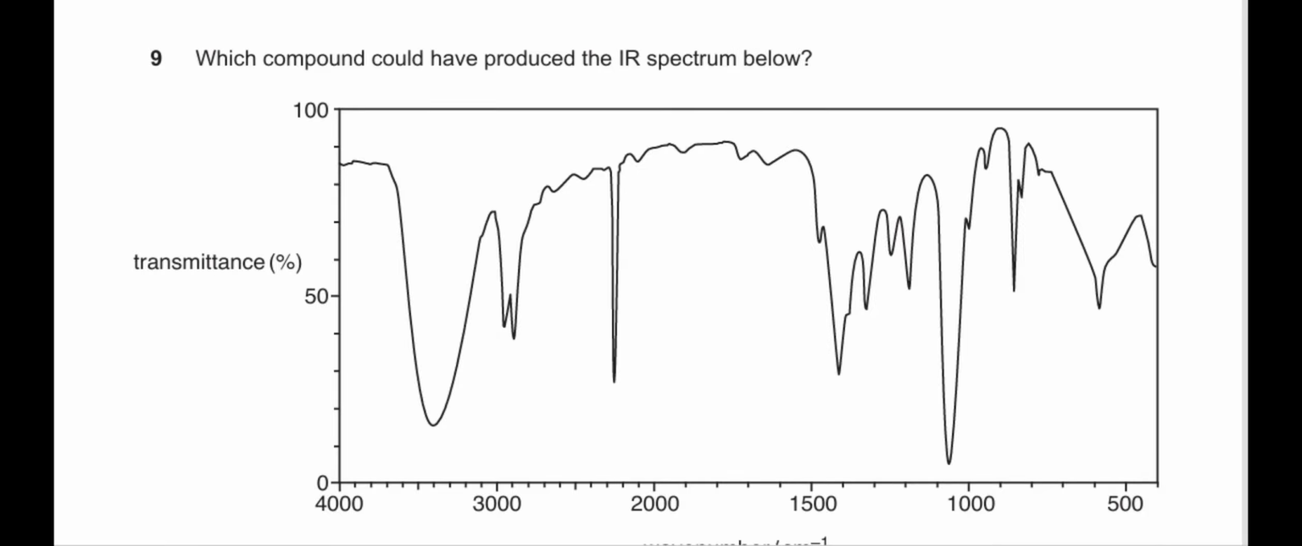Question 9. Which compound could have produced the IR spectrum below? So let's look at the peaks and the respective wave numbers given in the chart. In infrared spectroscopy, there are mainly two regions, one below the 1600 mark here, and this is called the fingerprint region. This fingerprint region contains highly complex and overlapping vibrations of molecules, and therefore we usually do not use this for functional group identification.